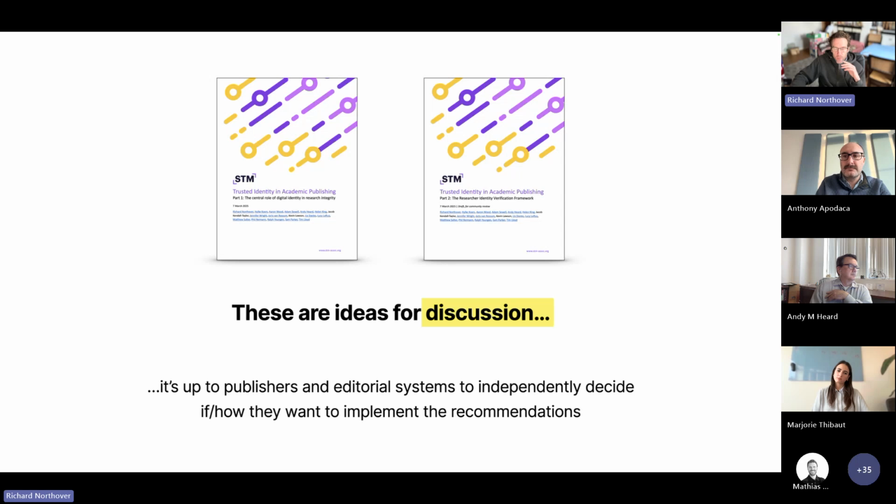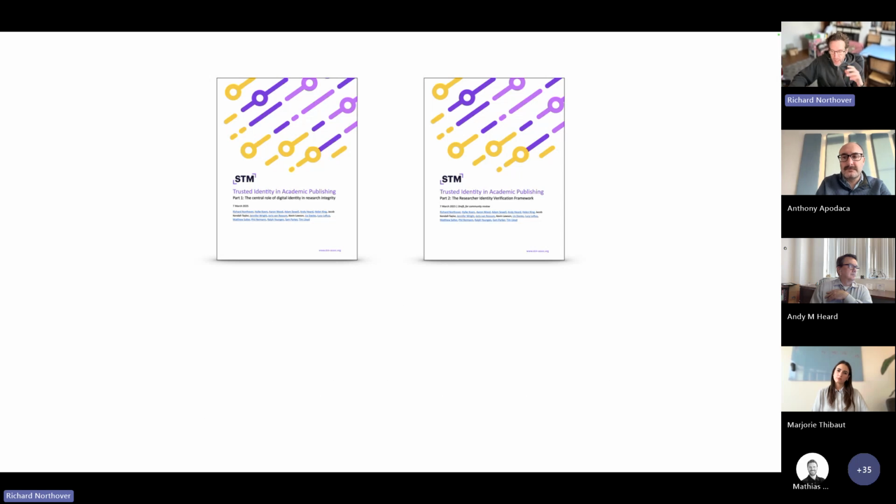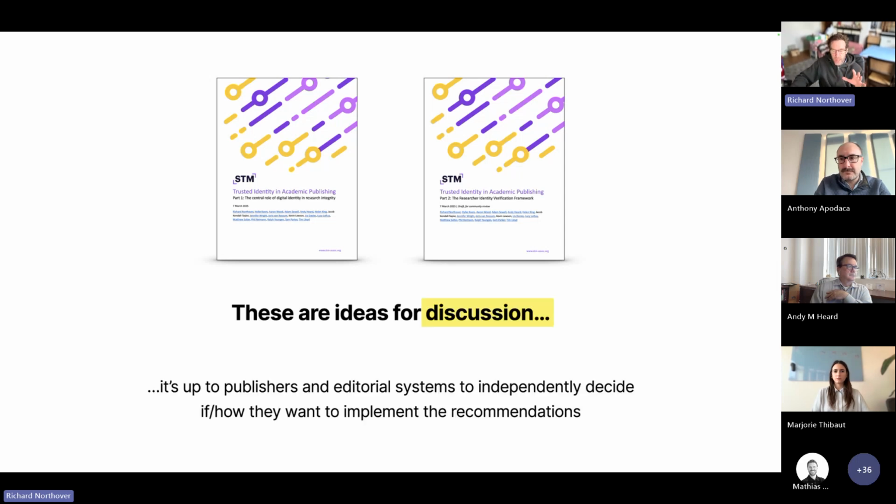So I've been running a working group at STM with members from a range of organizations, and we've produced these 2 reports so far. And I just want to say something important at the outset, which is that this is a conceptual framework for discussion rather than something that anyone is being told what to do. Everyone, all publishers and editorial systems need to make independent decisions about this subject. But we really hope that this framework helps with thinking about this subject.